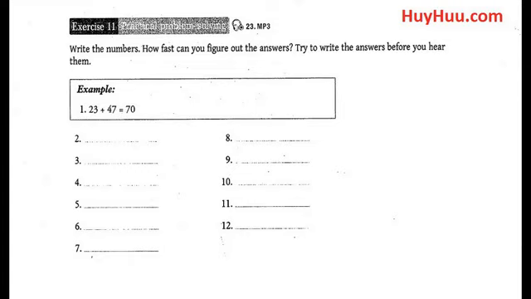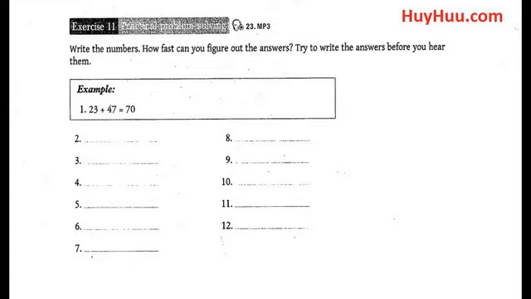How much is 23 plus 47? The answer is 70. Number 2. How much is 62 plus 17? How much is 62 plus 17? The answer is 79.